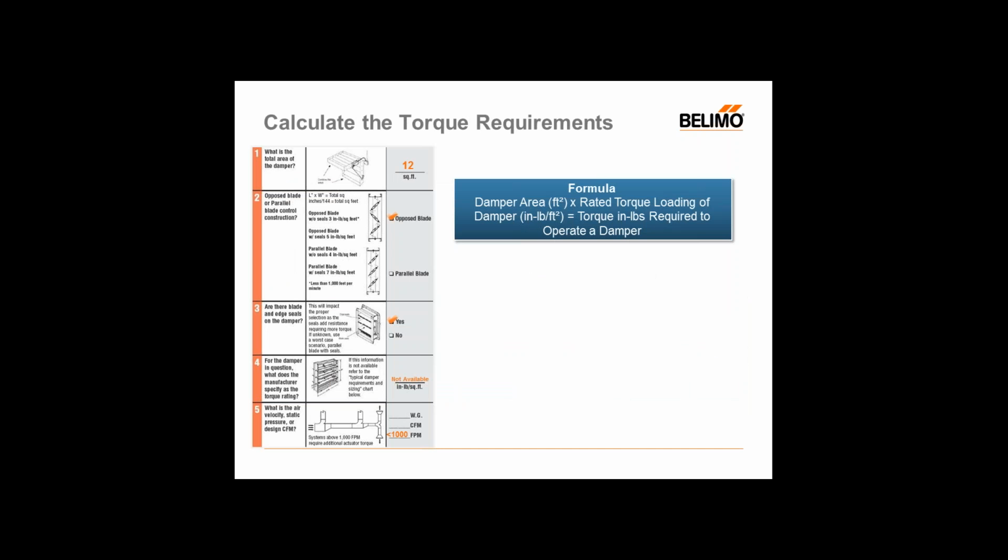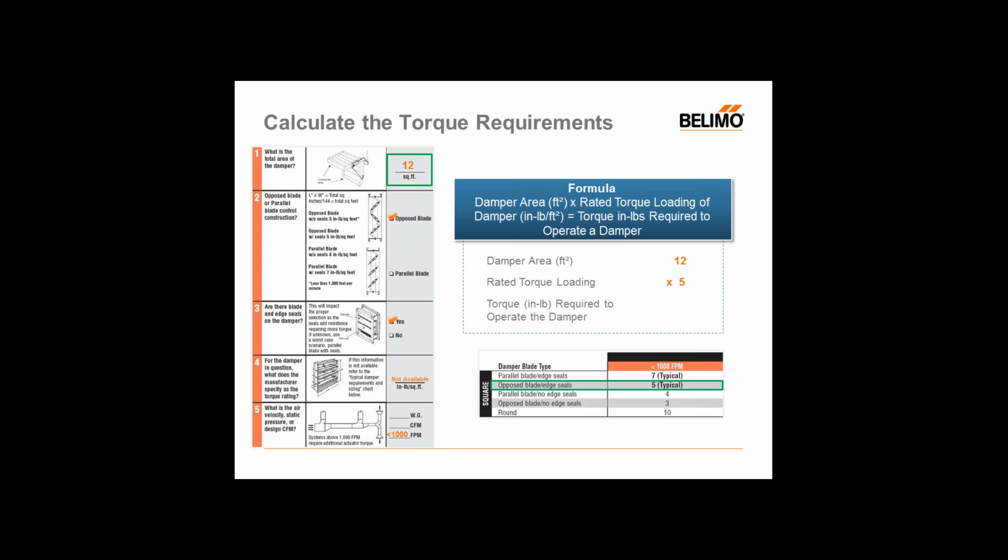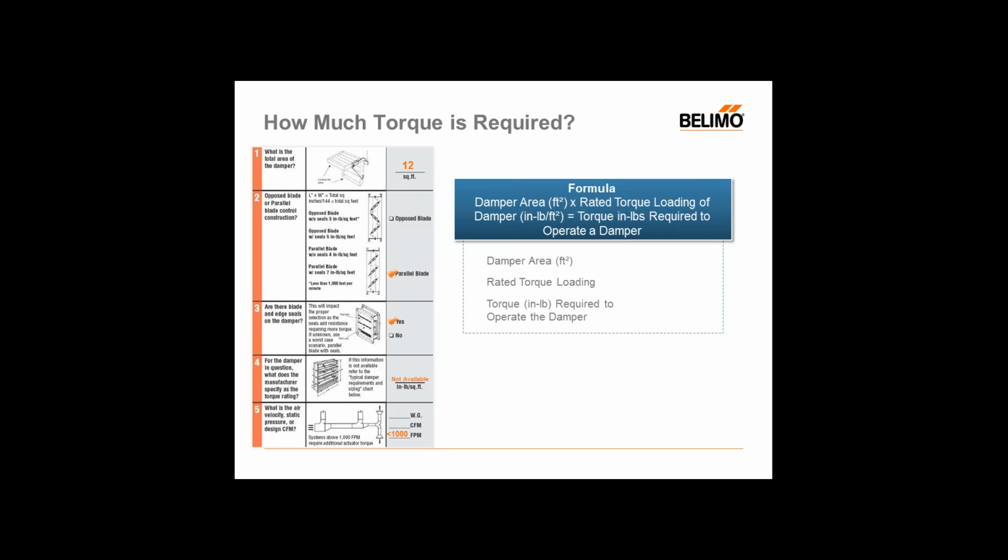Now, going through steps 1 through 5, we've determined what the square footage is, which is 12, the type of damper blades, and also whether it has edge seals or not, which determine the torque loading, and of course the air velocity. So again, taking that typical less than 1,000 FPM gives you about 5 inch-pounds per square foot. So 12 times 5 gives you a torque of 60 inch-pounds required to operate that damper in this configuration under these conditions.